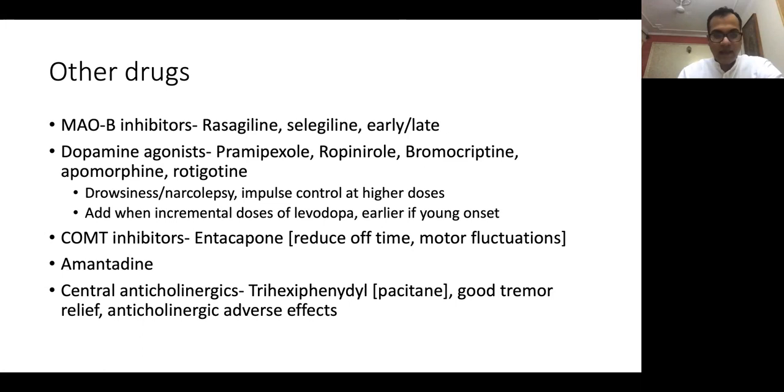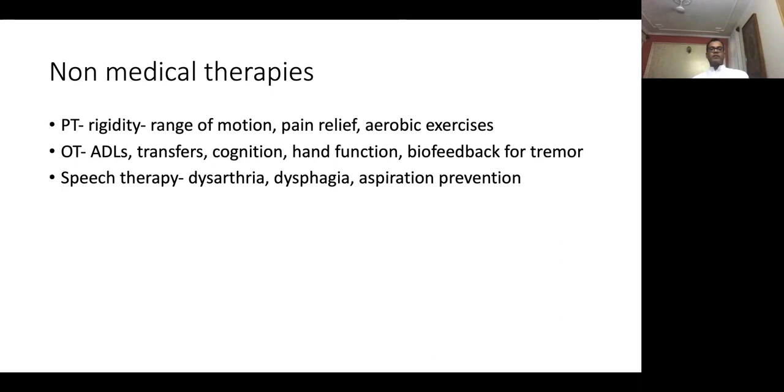We should always stress on non-medical therapies, because they do lead to almost 20-30% reduction in symptoms in some patients, which is a huge amount considering the number of drugs that patients have to take for a long time, as well as with no adverse effects. So we routinely send patients for physiotherapy where they manage the rigidity part, range of motion, pain relief, and assist the patients in performing aerobic exercises, which keep the patient independent for daily activities for a longer time.